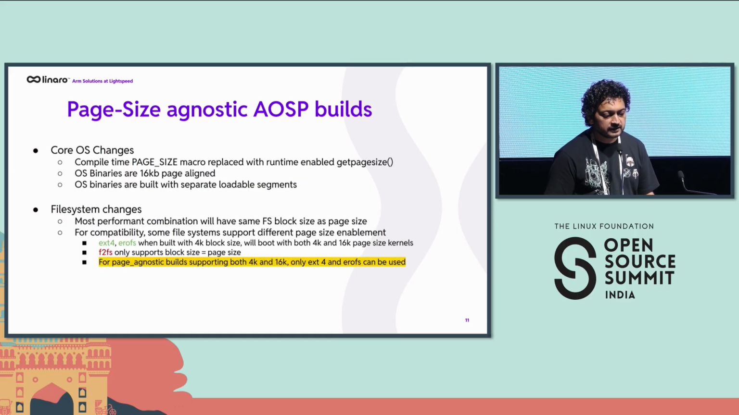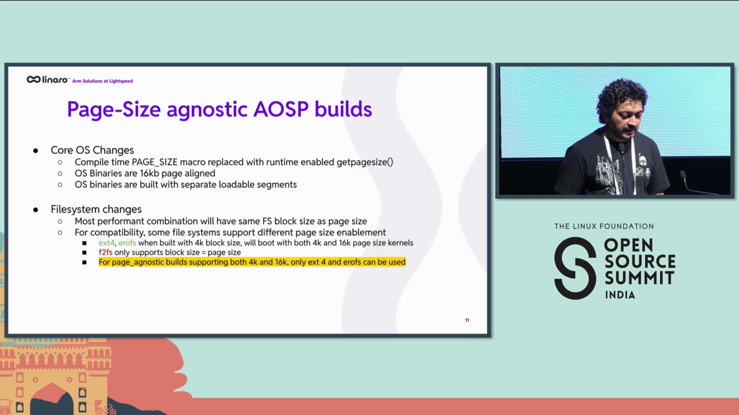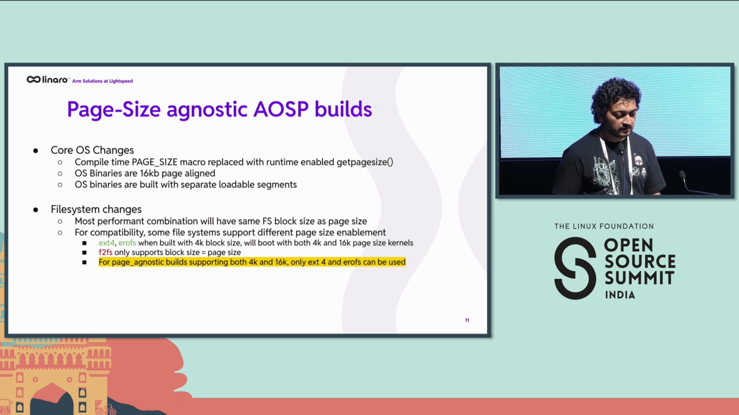Now, to make the OS truly page size agnostic, AOSP has been refactored from the ground up, and they make sure that they got rid of the page size macro, which makes hard assumptions about the page size of the OS, by making sure that the binaries are 16K aligned, and by building binaries with separate loadable segments.